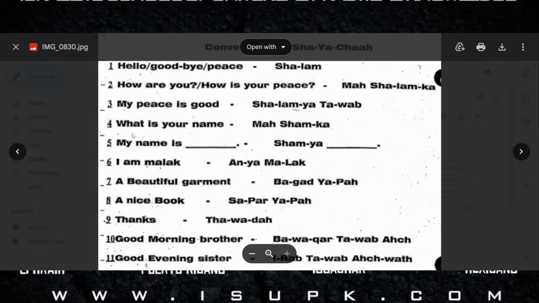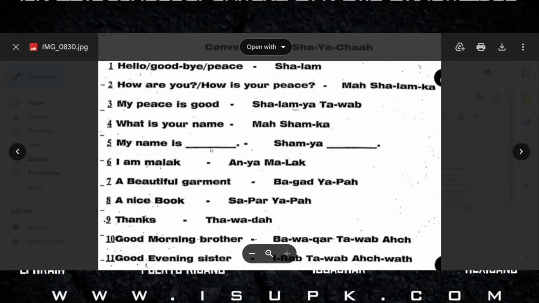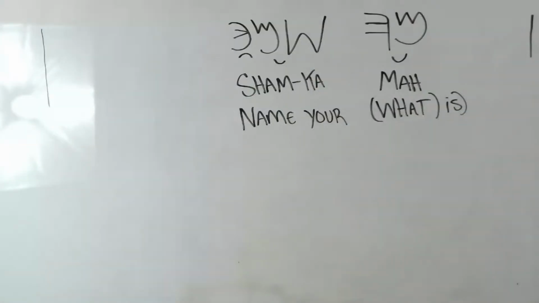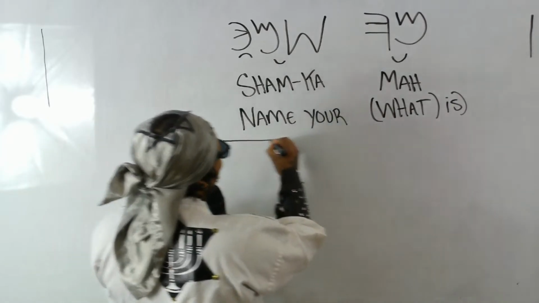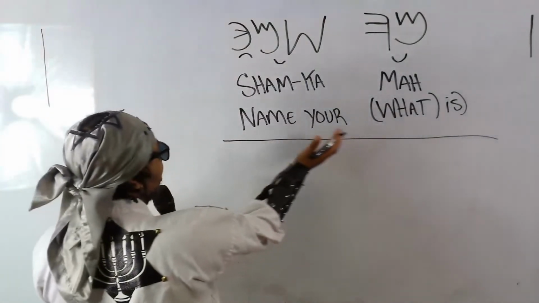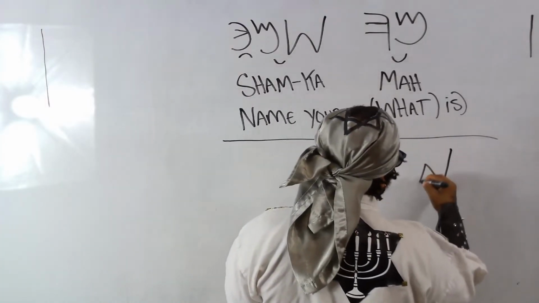You would say, my name is Shamya, and then whatever your name is. Shamya, my name. My name is Shamya, right? Shamya Marah. Right? Shamya, whatever your name is, right? So this is the answer to that. When somebody asks you, Mashumka, what's your name? You would say Shamya.